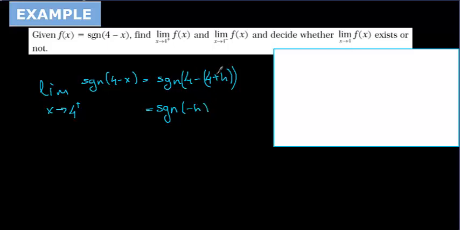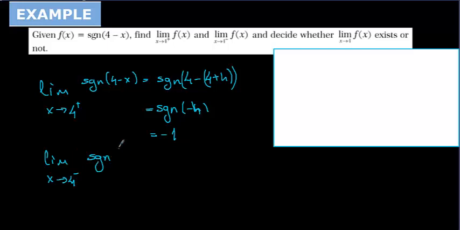Because this 4 and this 4 simplify each other, and sine of minus h is a negative number, the result is equal to minus 1. So the 4 plus limit is equal to minus 1. Now let's analyze the second one: the limit as x tends to 4 from the negative side.